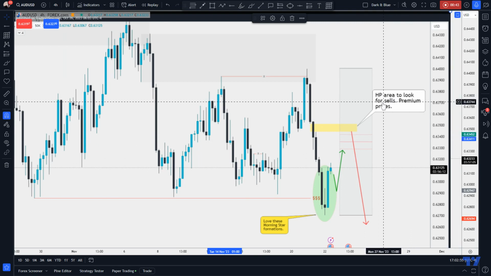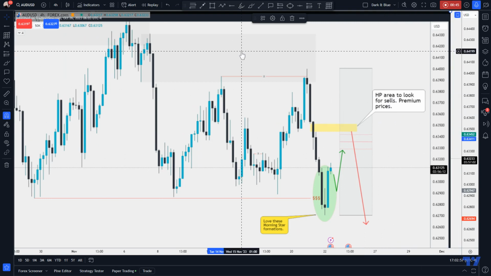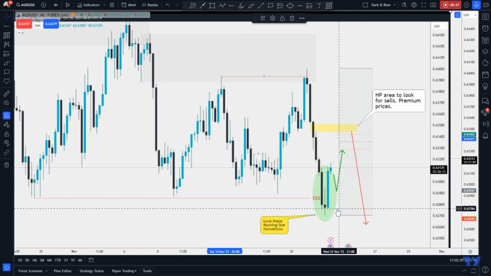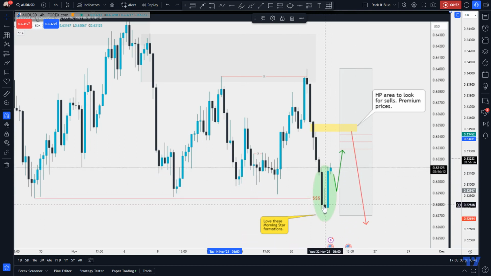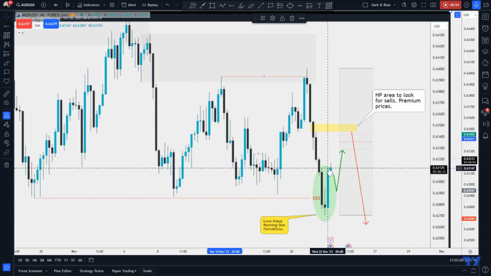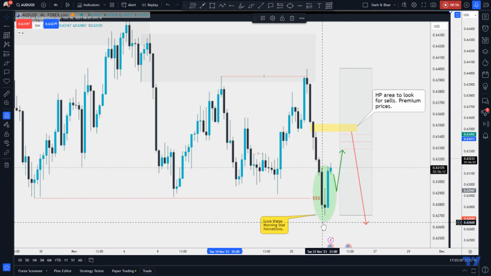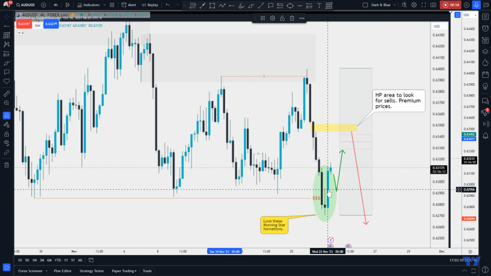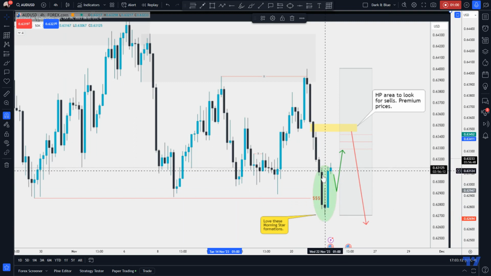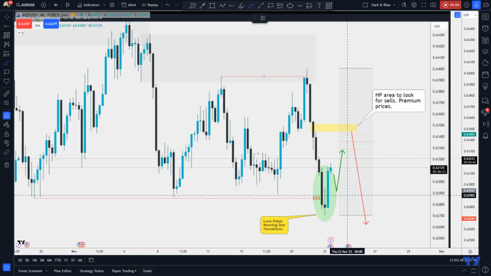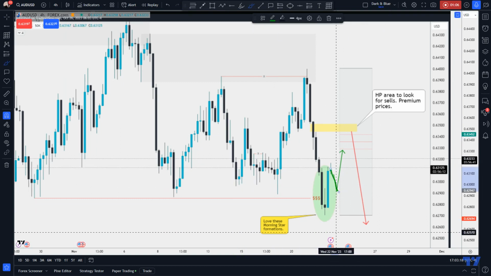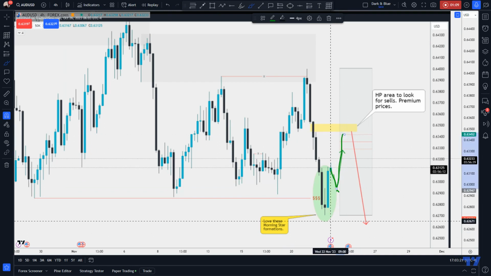Anyway, I put that out in the chat room. I made a comment about this lovely morning star formation, and this is a bullish candlestick formation, very bullish, and this one is almost picture perfect. And I said that price would come down to about here and then take off.